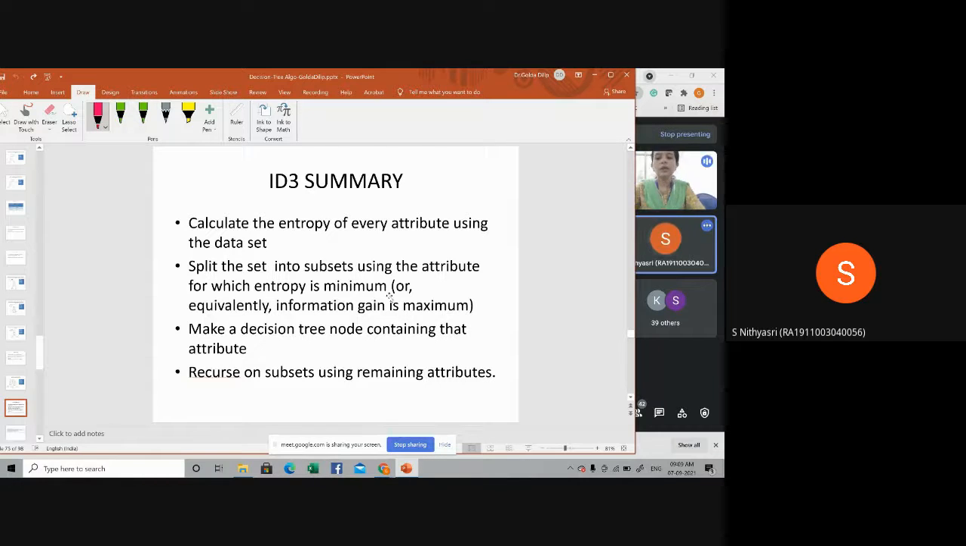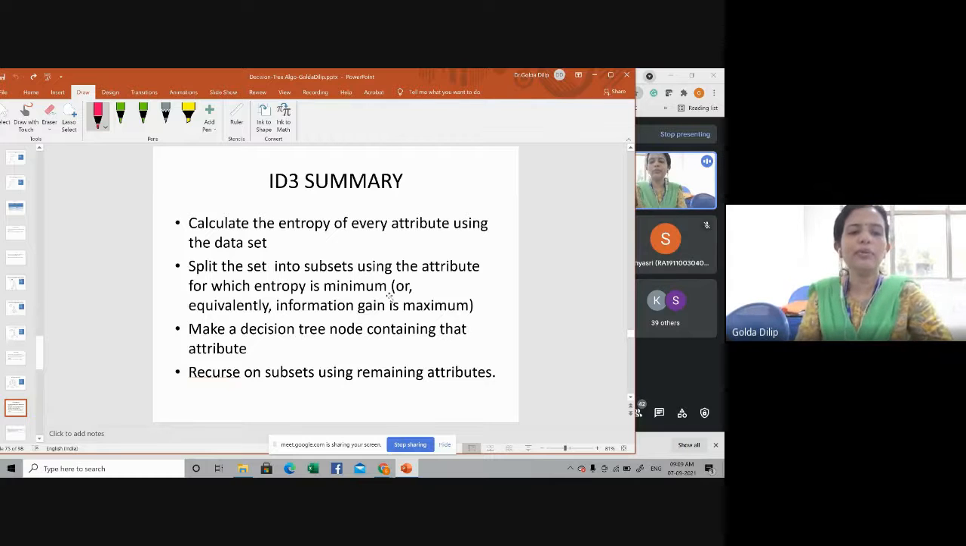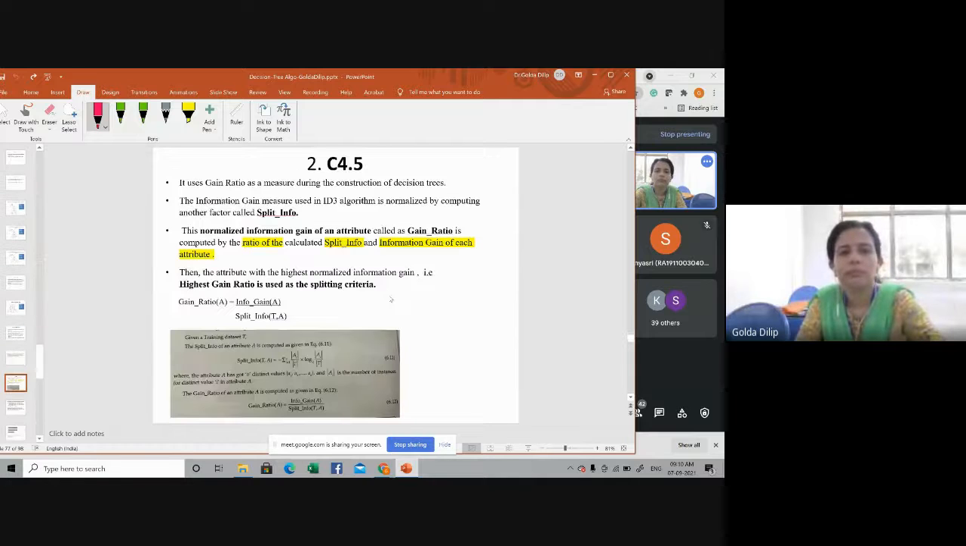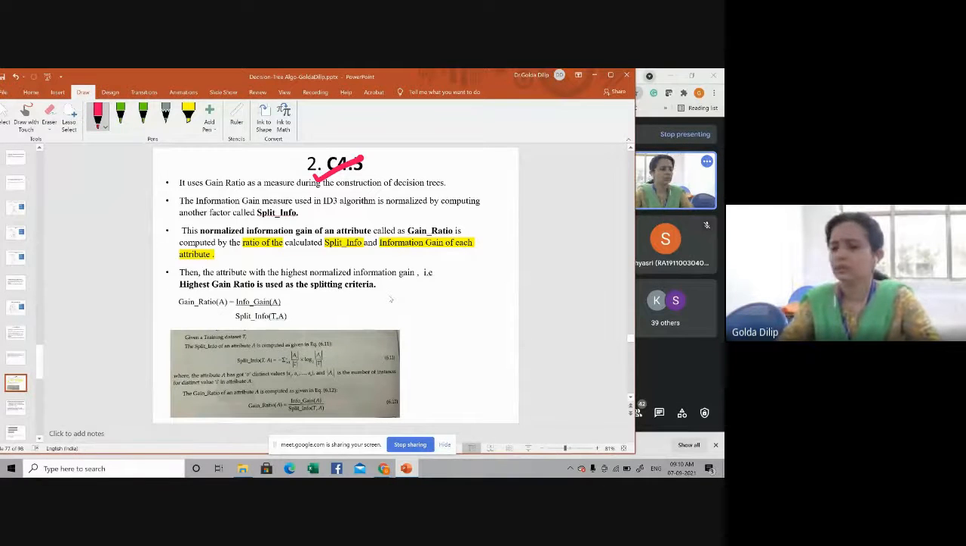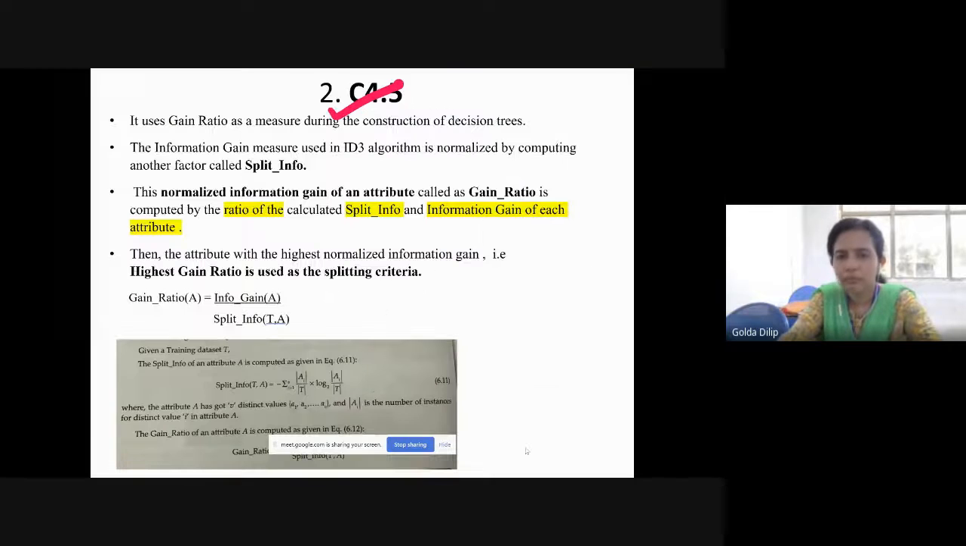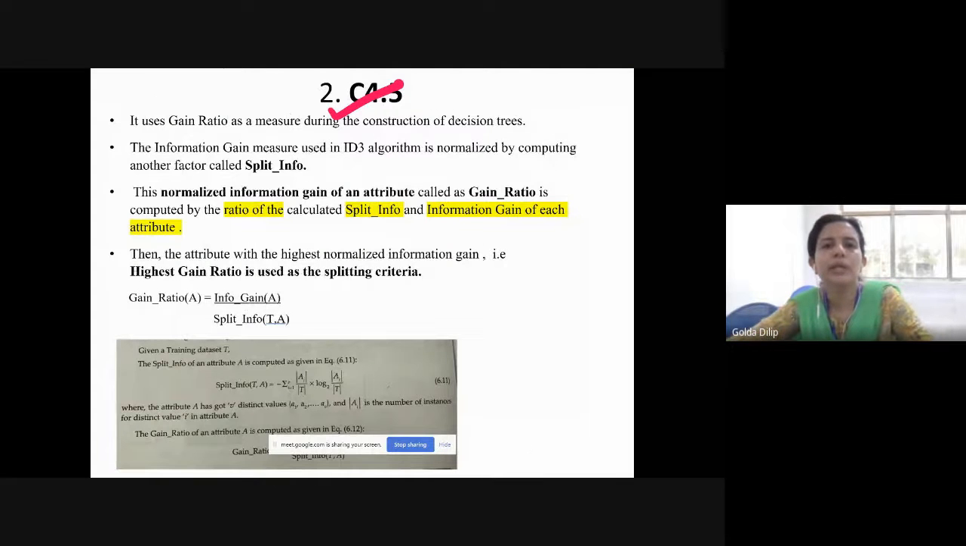C4.5. Yes, C4.5. So we move on to that. Okay, right. Okay, so this is actually an improvement on your ID3 algorithm.